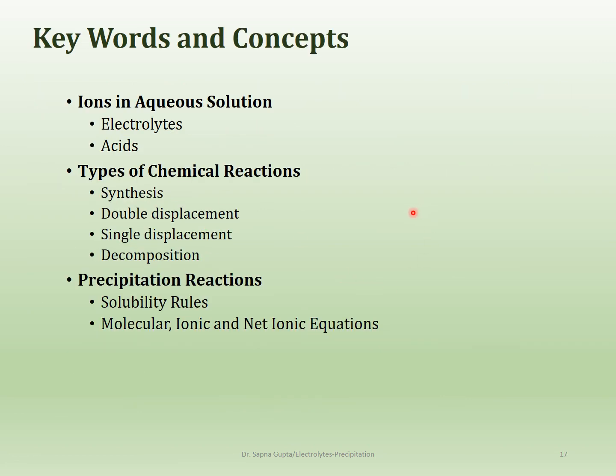Here are your keywords and concepts for this PowerPoint. You should be able to classify something as electrolyte or non-electrolytes and things like that. Recognize the acids because acids are covalent, however, they are electrolytes, all right? Then there are the different types of reactions that we have, which is synthesis, double displacement, and so on. You'll be able to classify reactions in one of these. And then, of course, we covered precipitation reactions. We covered a lot of reactions, so I showed you all the different types and different types of questions that you can get. So make sure you know your solubility rules and learn how to write those net ionic equations.